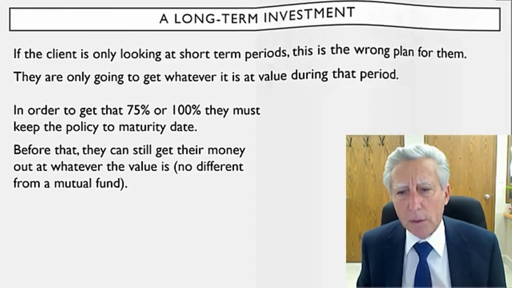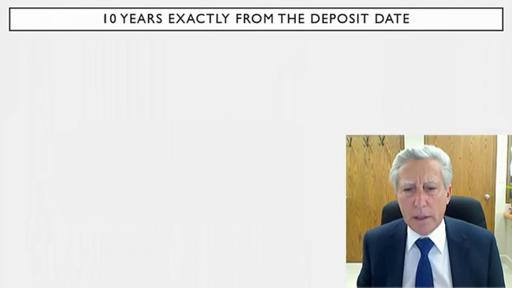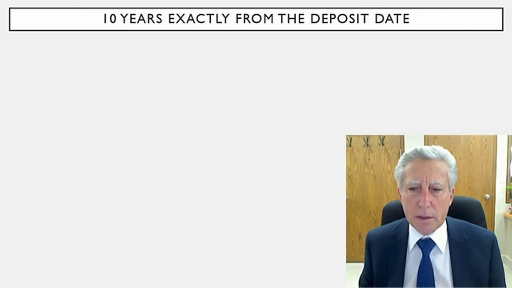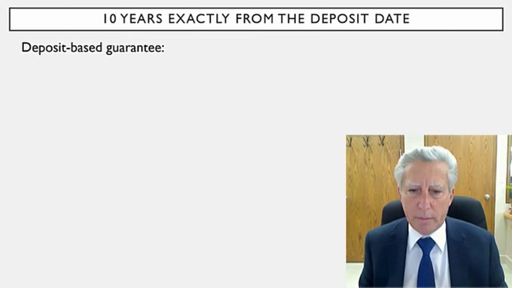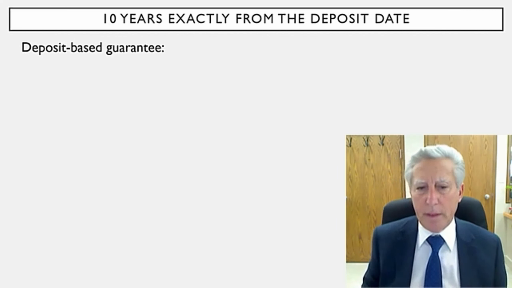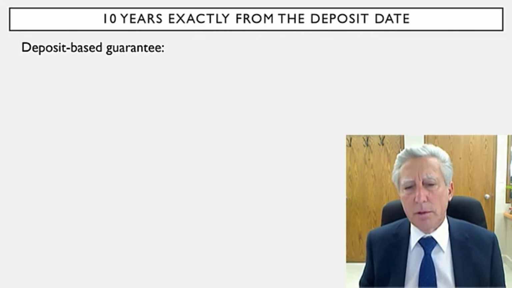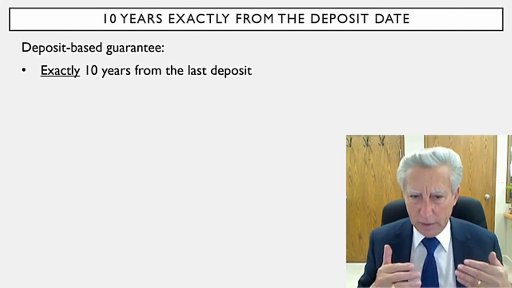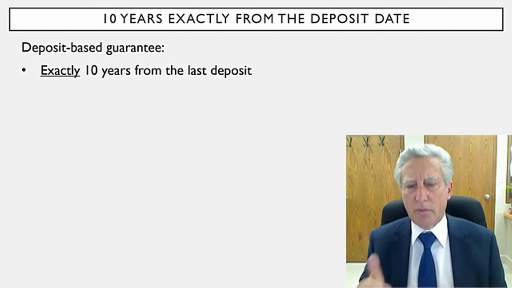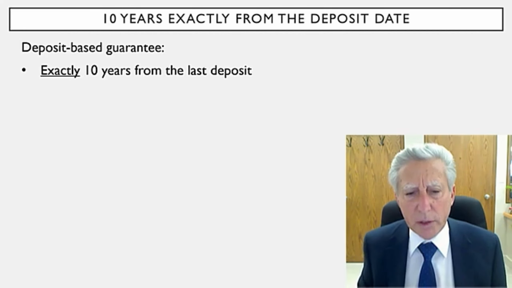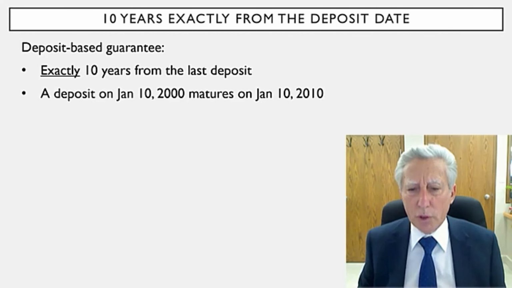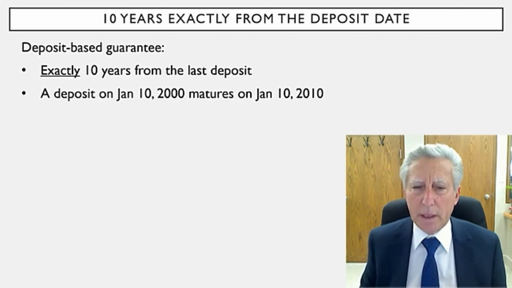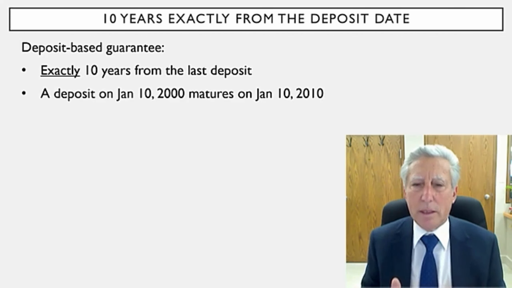So let's move on now to the next type of guarantee, which is what we call deposit-based. Okay, so the first one was policy-based. The second one now is deposit-based. This will be a little easier to understand because in deposit-based, it's exactly 10 years from the last deposit. In other words, you give us money now, it's 10 years from today. So a deposit January 10th, 2000 matures January 10th, 2010. You can see that's exactly 10 years.